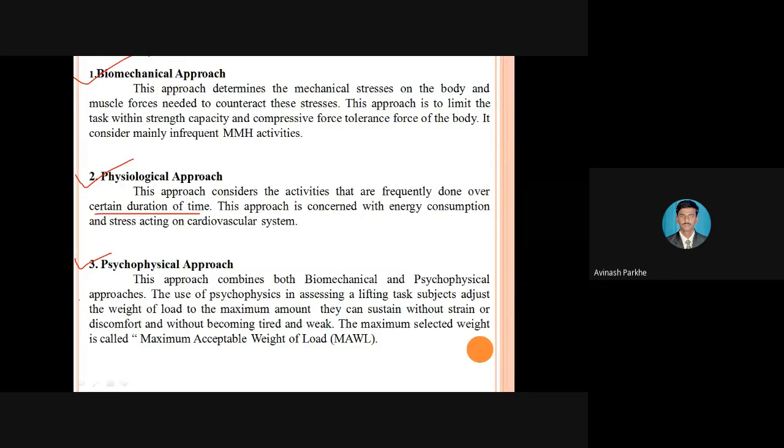So these are the major three approaches which we are considering in case of MMH. These approaches will not be applicable for the material handling equipments. Means trolley is there, tractor is there, cranes are there, some other material handling equipments are there, it will not be applicable for those devices. These are the three major approaches which will be applicable for the operators or the persons only, because here we are calculating the stresses induced in that particular operator's body. So these are the three major approaches which are considered in case of MMH, manual material handling.